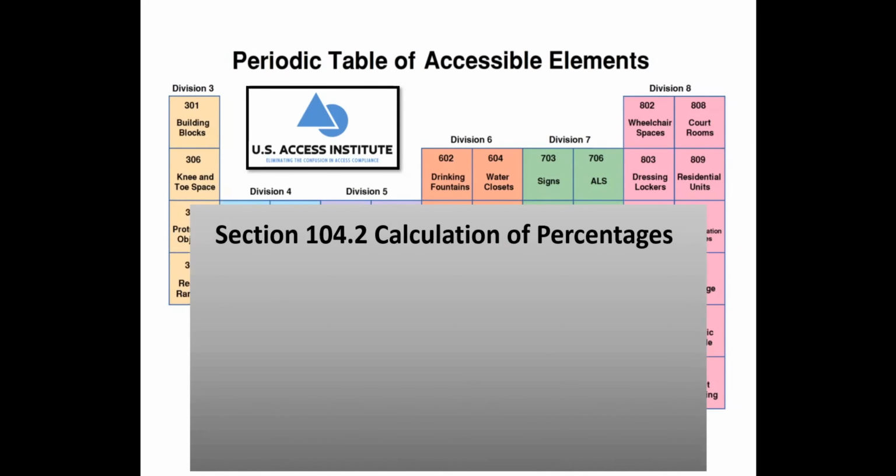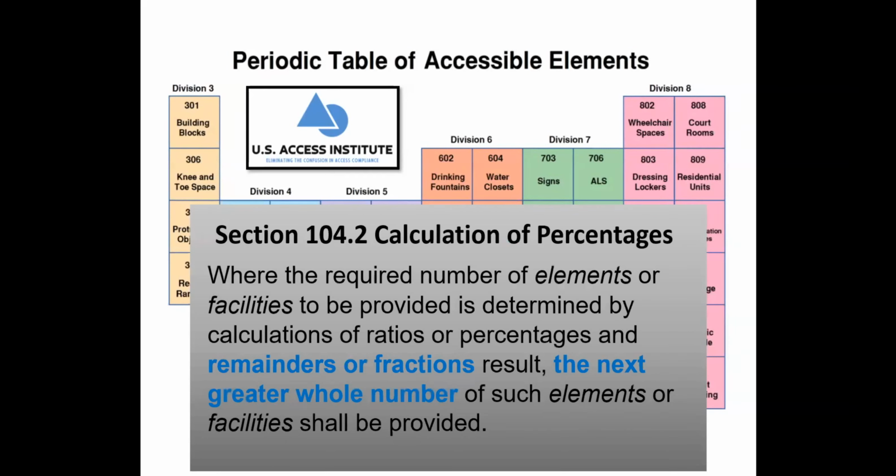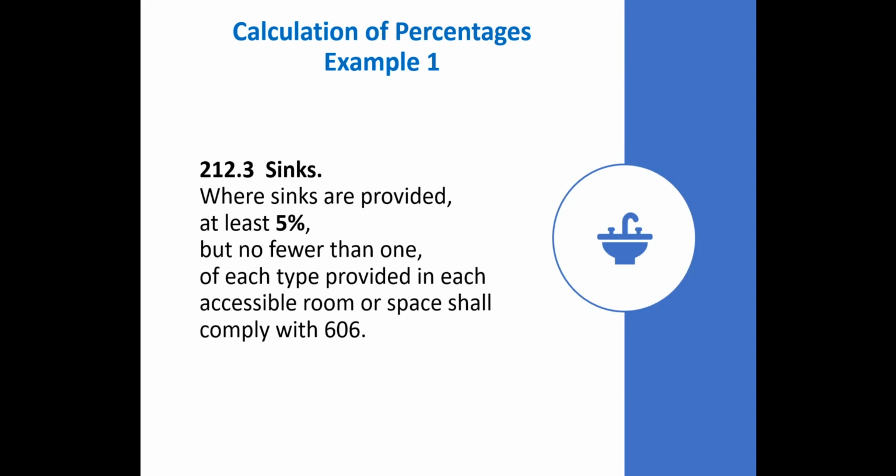Section 104.2 is covered in two parts. The first part reads: where the required number of elements or facilities to be provided is determined by calculations of ratios or percentages and remainders or fractions result, the next greater whole number of such elements or facilities shall be provided. Here we have an example.